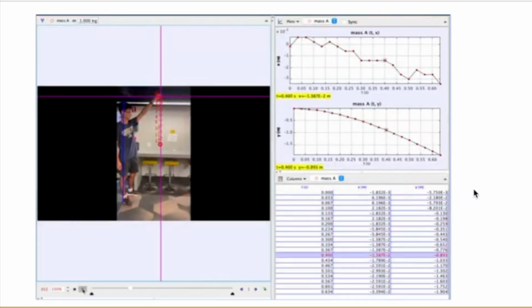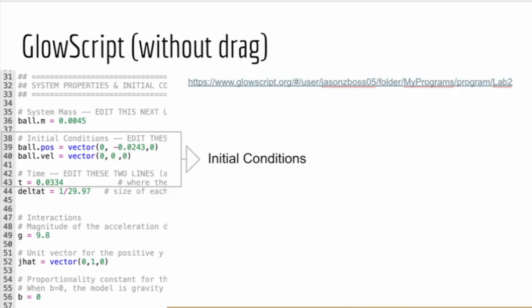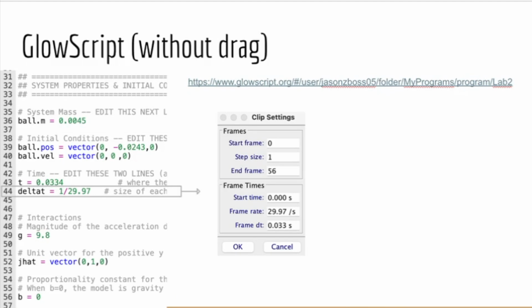This is the video after being analyzed in Tracker. We can see that the velocity time graph is curved, meaning there is a non-constant force acting upon the system. Here are our initial conditions, which we saw earlier, and I changed the delta t to match our frame rate.